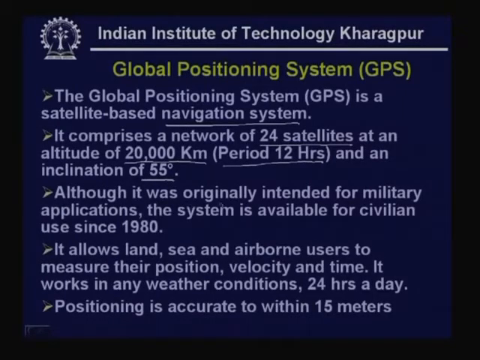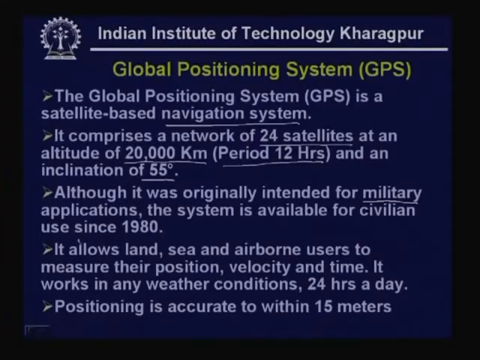So, this was originally intended for military applications. That means, this particular satellite system was developed by the Department of Defense of USA, and the original plan was to use it primarily for military applications. But in the year 1990, they changed their policy and it was made available for civilian use. And with the help of this GPS system, one can do global positioning, and from that it has derived its name. Actually, it allows land, sea and airborne users to measure their position. That means, three-dimensional position can be measured, velocity can be measured, and the exact time also can be measured with the help of a GPS receiver.